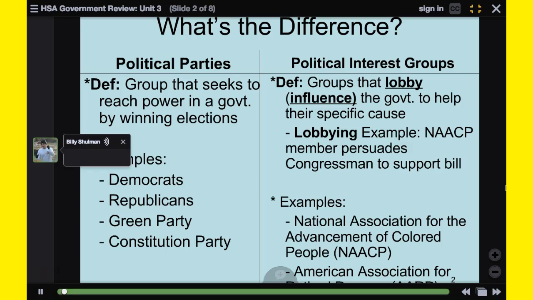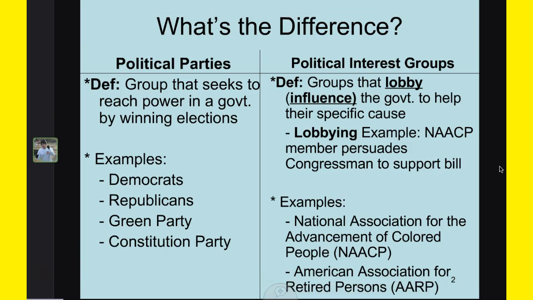A question that comes up on the HSA often is a question that wants to ask you, what's the difference between a political party and a political interest group? Both are groups of people working to help their members, help people who like their ideas. However, interest groups and political parties are a little bit different.